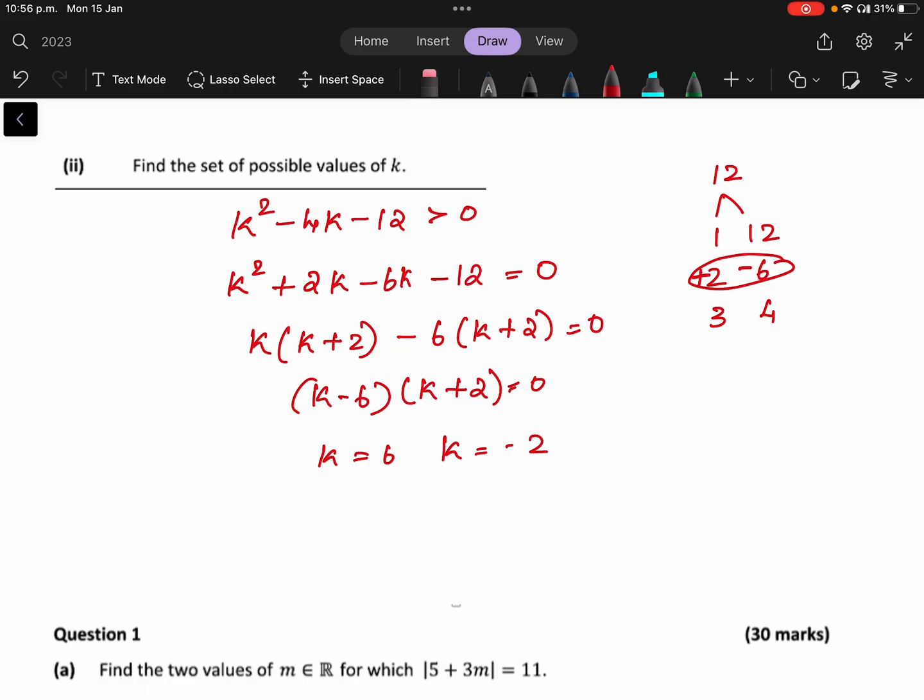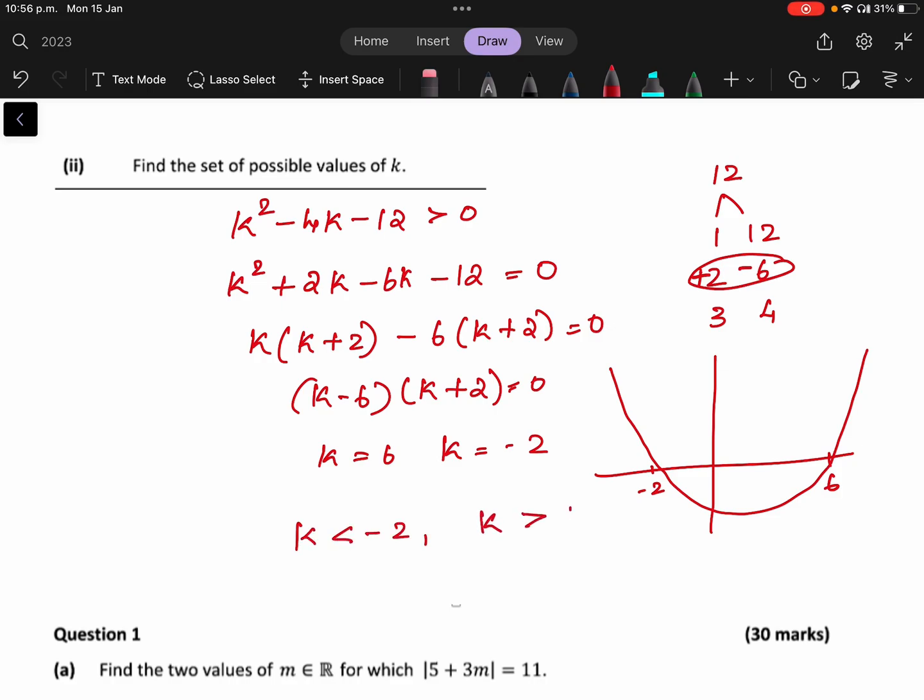And then you draw a graph where one point is minus 2 and the other point is 6, and the graph should go like this. The formula is k² − 4k − 12 is greater than 0, so it is the region where the graph is above the k-axis. So then the solution is k is less than minus 2 and k is greater than 6. So this is the solution for this one.